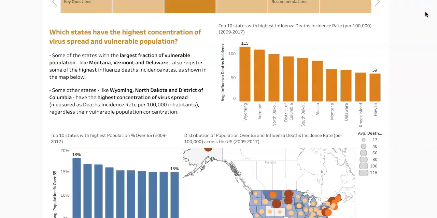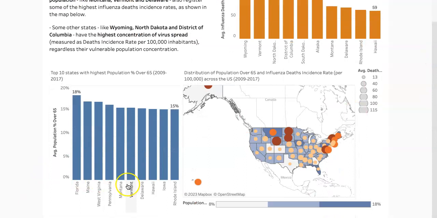So, with a clear understanding of which age group is the most affected, we can now identify the states with the highest concentration of virus spread, here, and vulnerable population, here. So, examining a map and corresponding bar charts, we observe that states such as Montana, Delaware, and Vermont have the highest influenza death incidence rate, which means a higher number of deaths every 100,000 individuals. And these states also coincide with some of the highest fractions of vulnerable population.